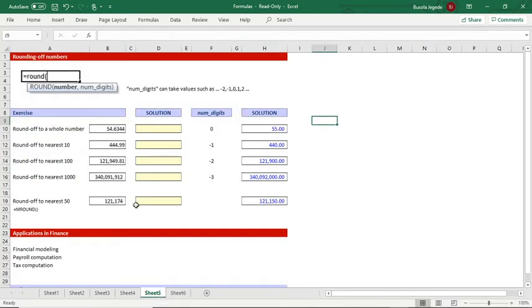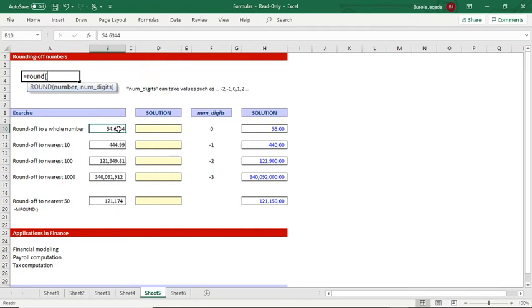Now sheet 5, here we talk about rounding off numbers. So how do we round off to a whole number? For instance, how do we round off 54.6344 to a whole number? A common practice done by some people is that they select what they want to round off.